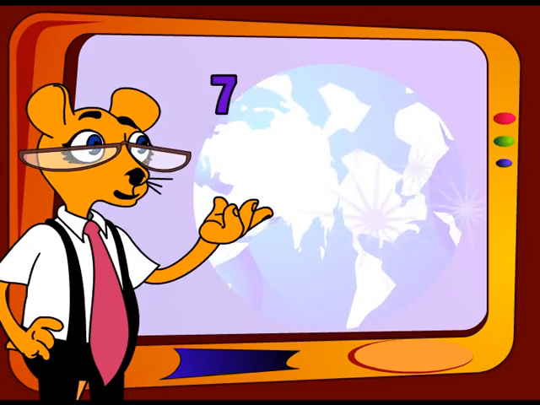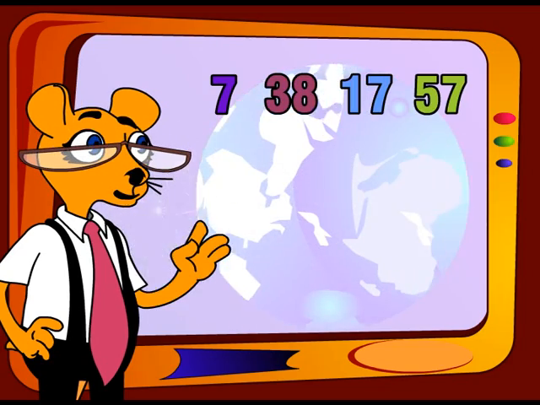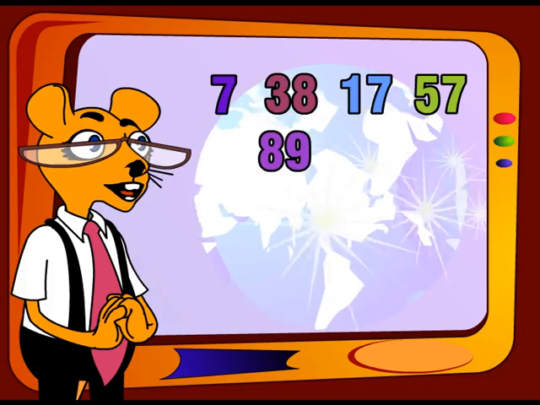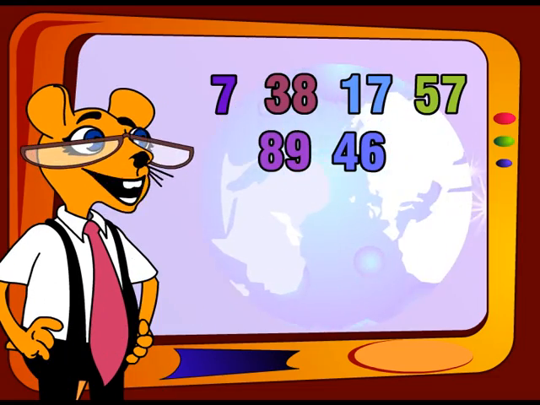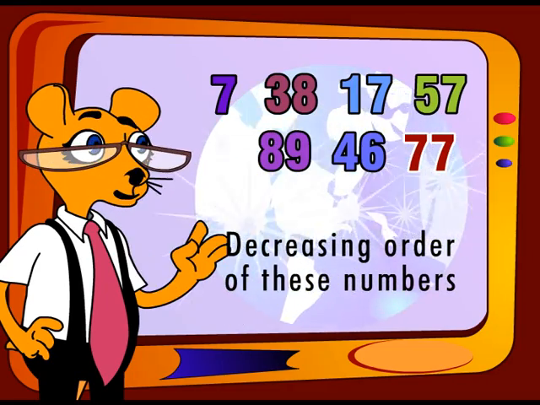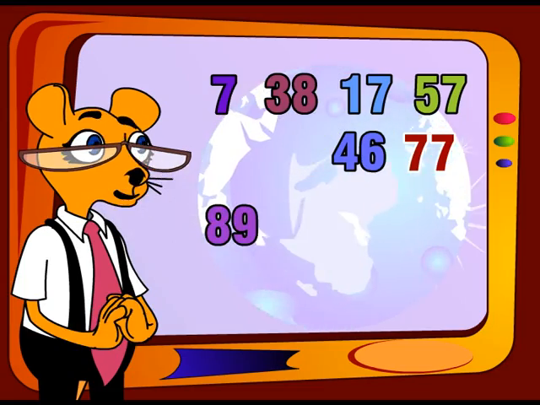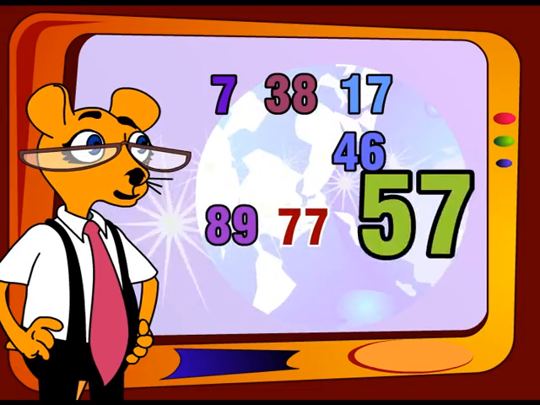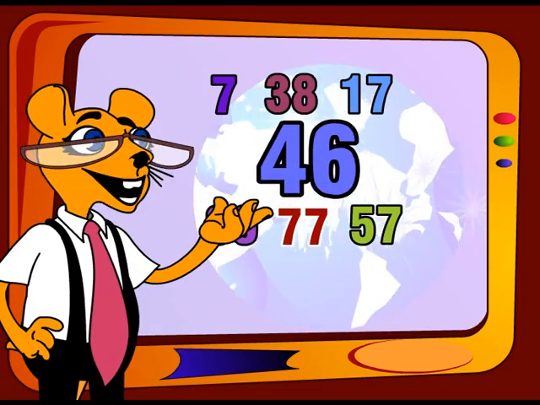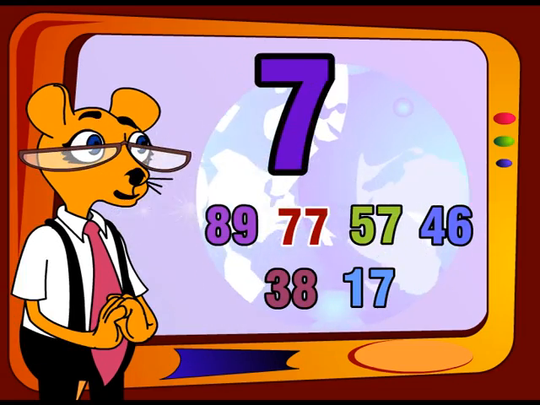7, 38, 17, 57, 89, 46, 77. Decreasing order of these numbers. 89, 77, 57, 46, 38, 17, 7.